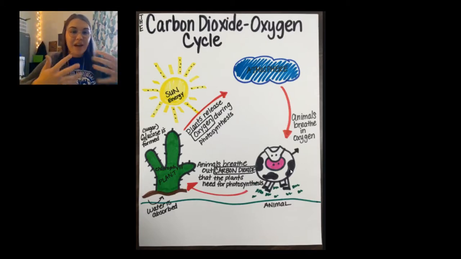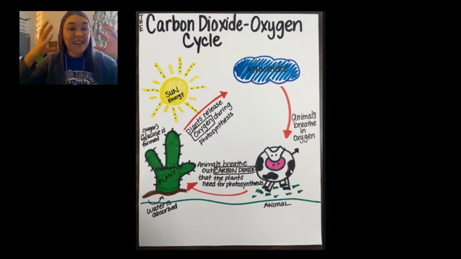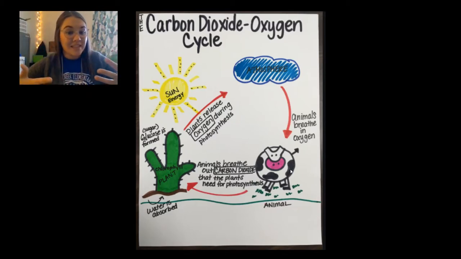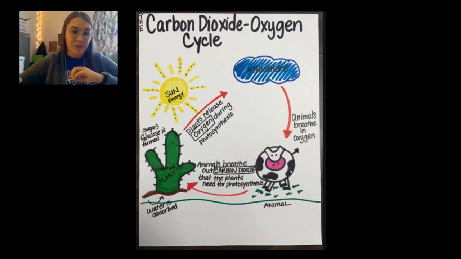So we breathe out carbon dioxide. Plants need that carbon dioxide, and they go through a process called photosynthesis. And they take that carbon dioxide, release oxygen into the atmosphere, and we breathe in the oxygen the plants create.